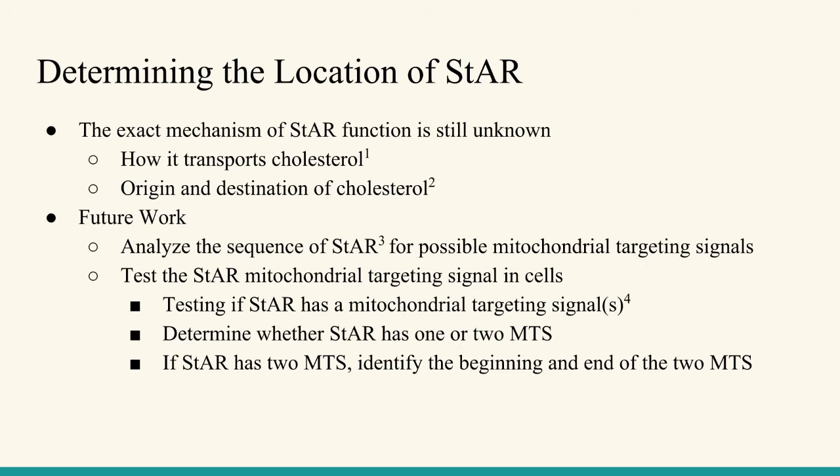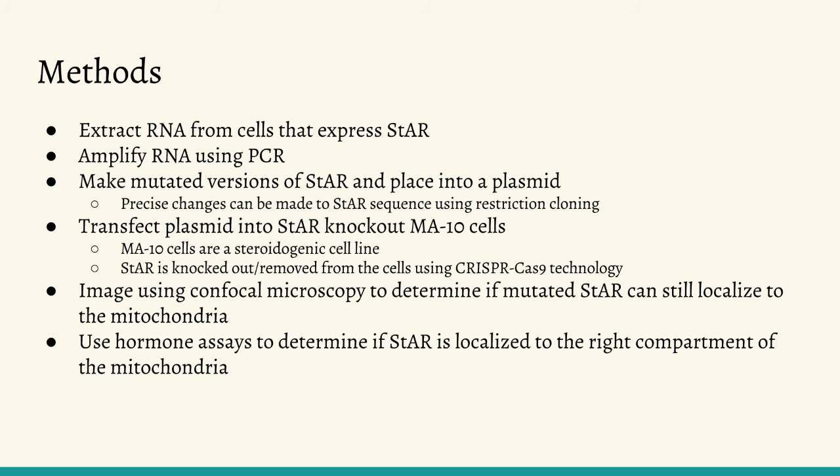The methods to do all of this are to extract RNA from the cells that express STAR and amplify it using PCR. PCR is a method where you take the RNA and put it into a plasmid, then put the plasmid in bacteria and multiply it to get more. To make mutated versions of STAR and then place them in the plasmid, precise changes can be made to the STAR sequence without restriction cloning. Then transfect the plasmid into the STAR knockout MA10 cells, which are the Leydig cells that were in the diagram earlier.